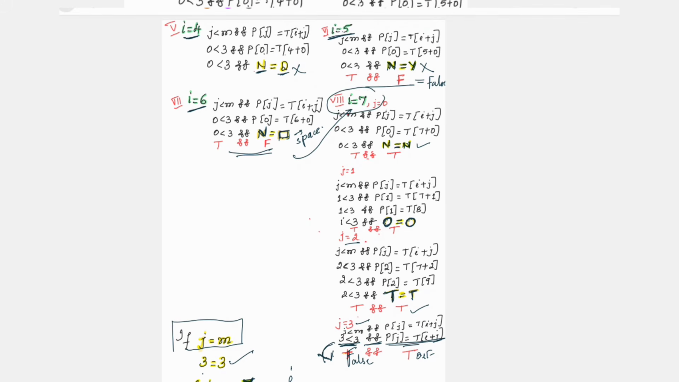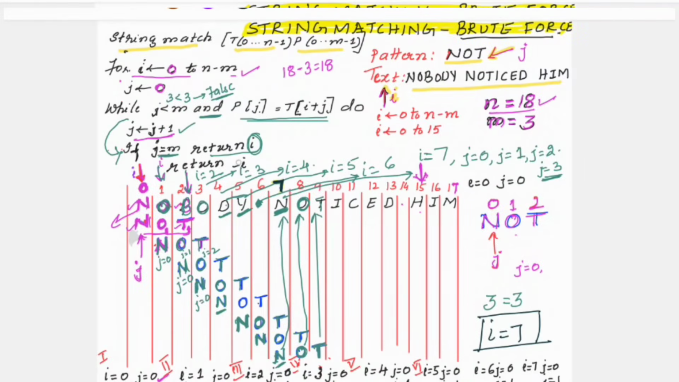Because at i equal to 7 only, we found that all the 3 characters, j equal to 0, j equal to 1 and j equal to 2, got matched. So we can say that the pattern is present at the location 7. Suppose you don't find the pattern at all in the text, then it will return -1. So this is very simple code here.